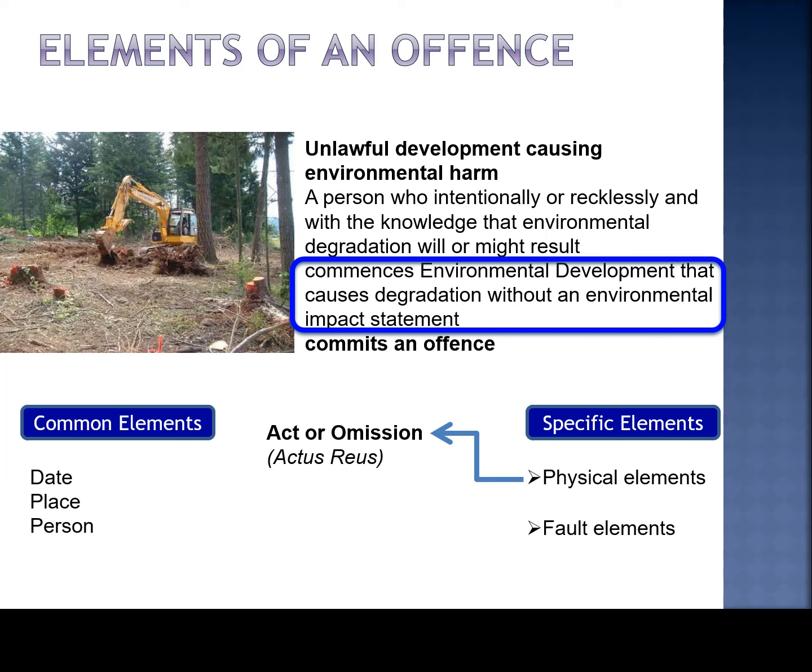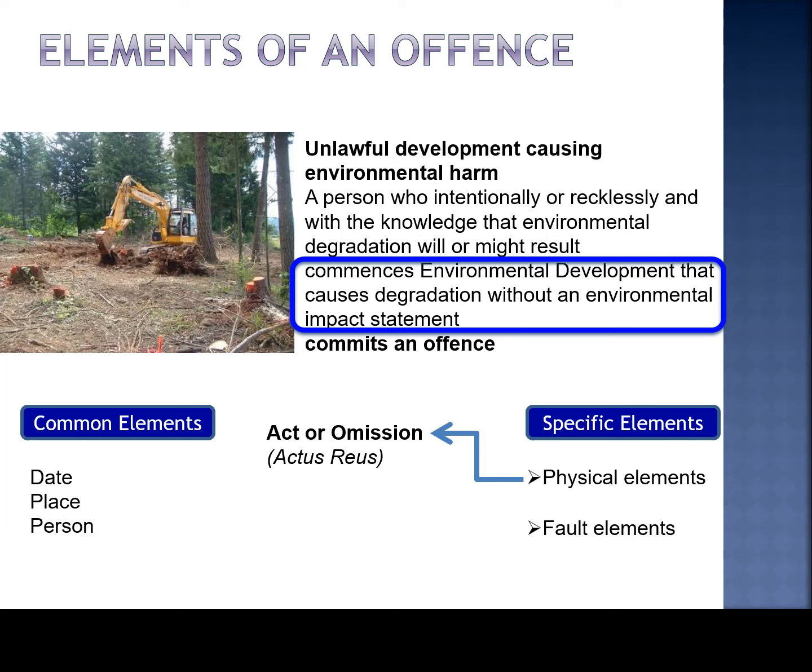Just to go over that again, we need to prove that environmental development was commenced. We need to prove that it caused degradation, and we need to prove that environmental development was commenced without an environmental impact statement. So those three things need to be proven. If we can't prove any of those three elements, then the offence can't be proven.